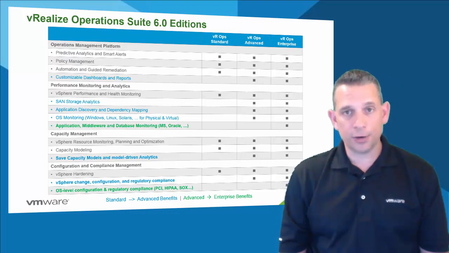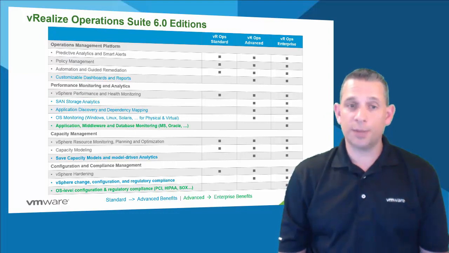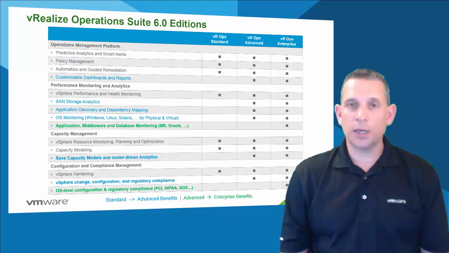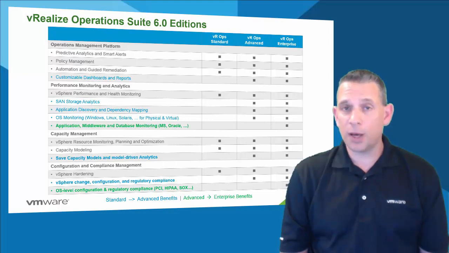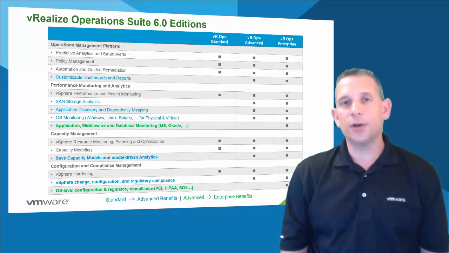Now, for those customers that are needing a little bit more to go from Standard to Advanced, the gains that you're going to get, I've put them into the blue text for you. As you see, you get the customizable dashboards, reports, and views. You get more detailed information on your storage analytics, application discovery and dependencies, OS monitoring for both physical and virtual and various different OSs. But again, that's just the OS level. And then you can again do some capacity modeling, as well as do some vSphere change configuration and regulatory compliance.